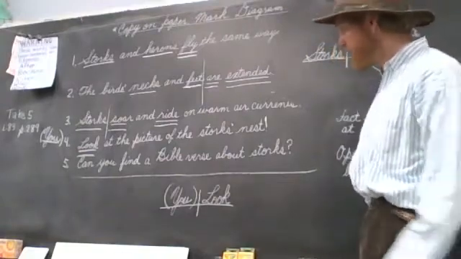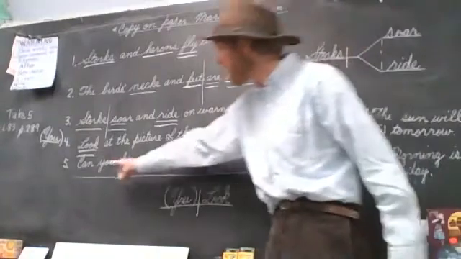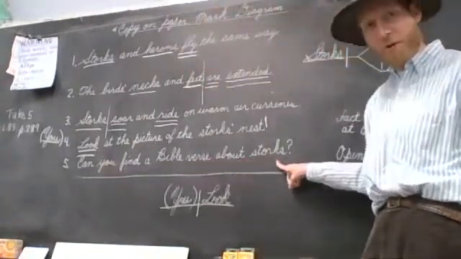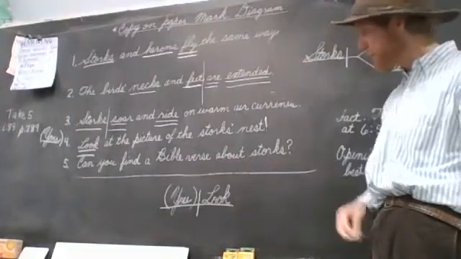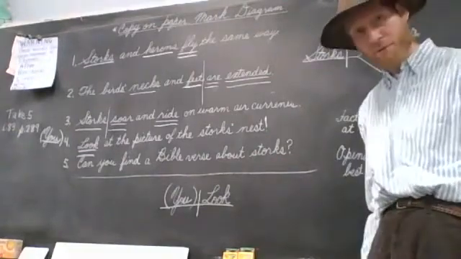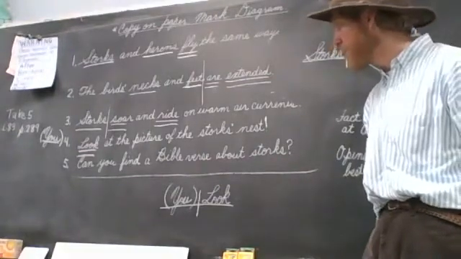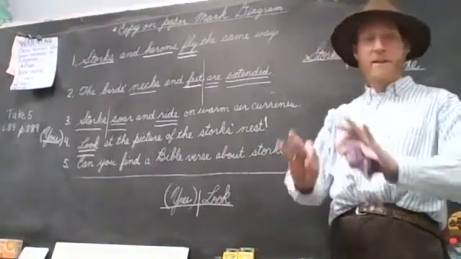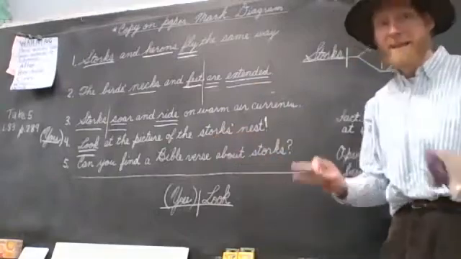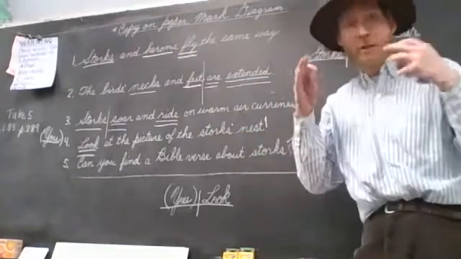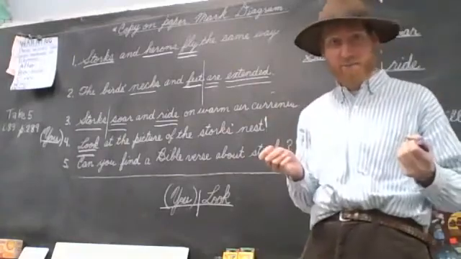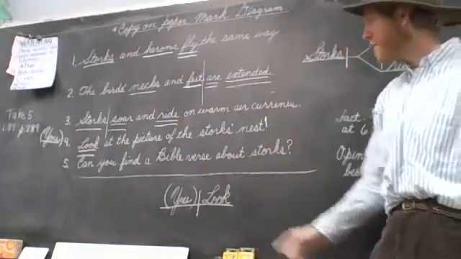And that leaves us one more sentence. Number 5. Can you find a Bible verse about storks? What is the verb in this sentence? Always find the verb first. Remember, it's an action word or it shows state of being, and it's on our list. So what is it?